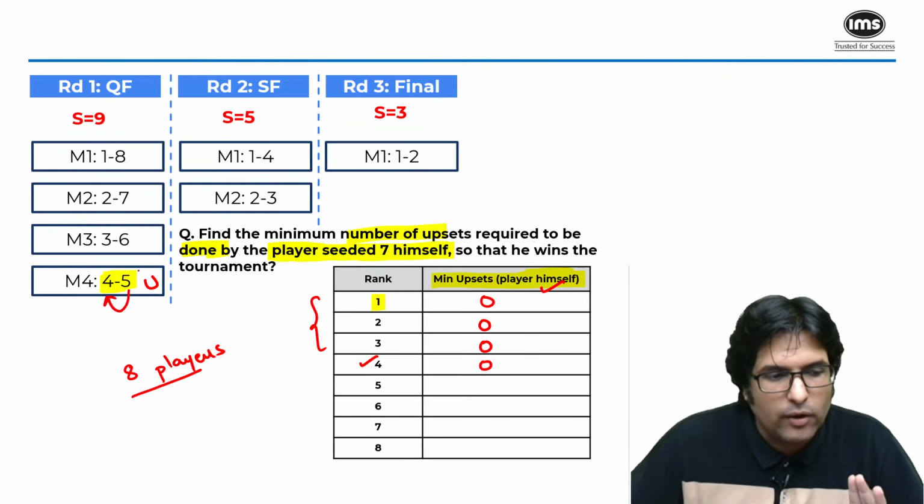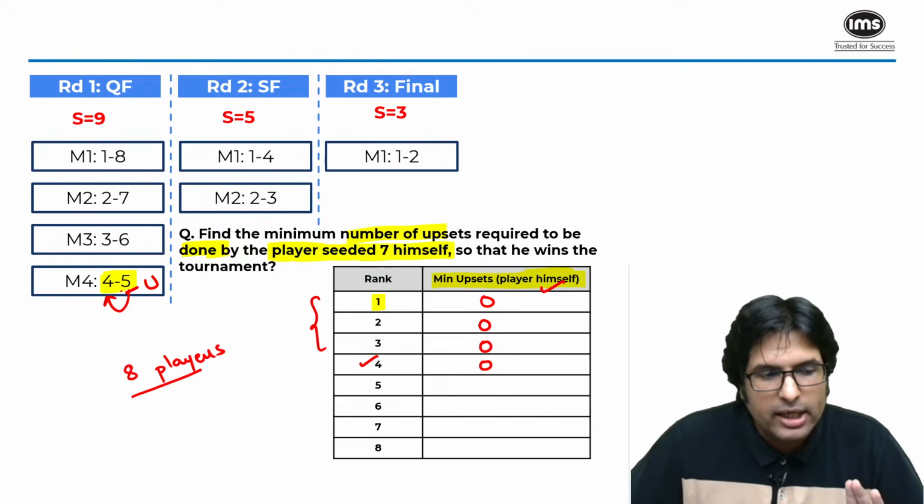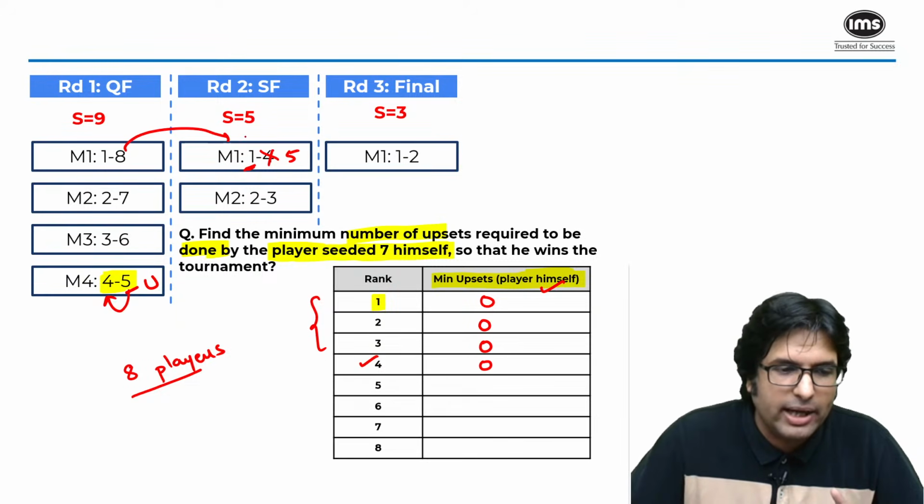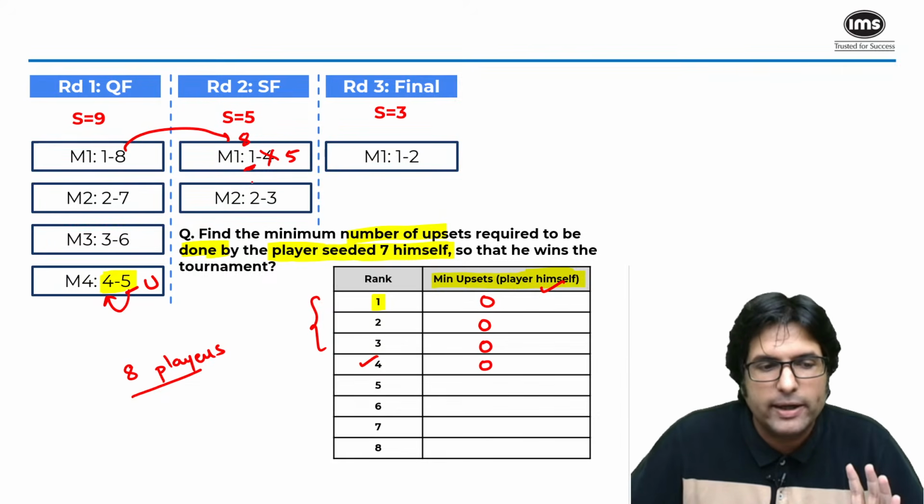Let's take the scenario where player rank 5 beats player rank 4. So he would take this spot. Now you might feel that this again would require an upset with 5. No, we could have 8 playing against him here. So 5 and 8 would play here, and then instead of 1, 5 would be reaching the final by beating 8. This is not an upset.